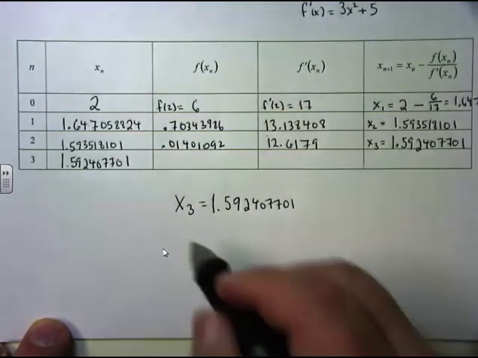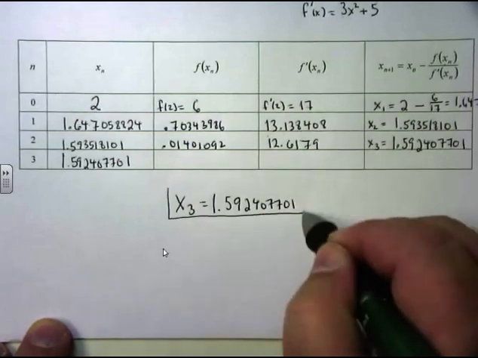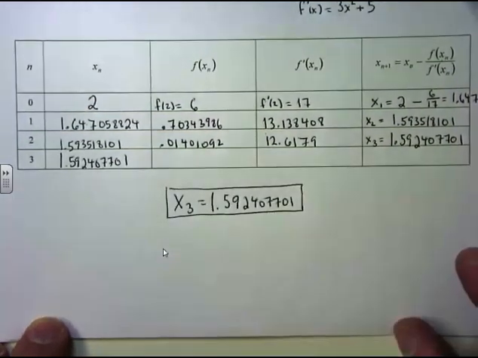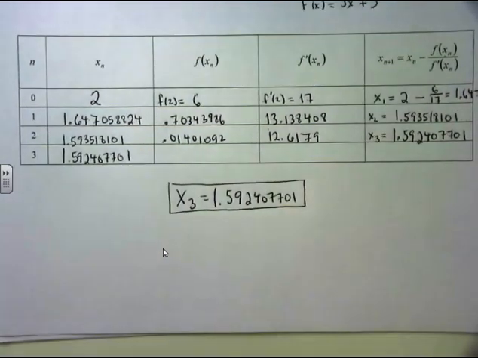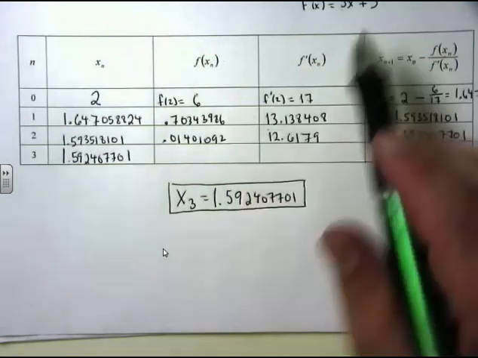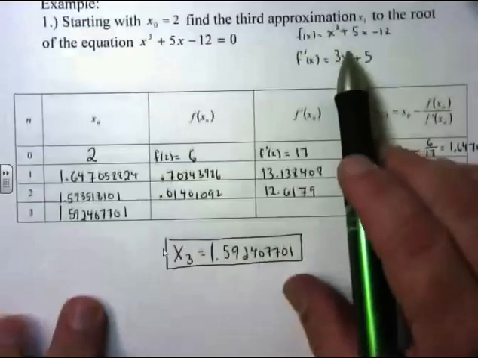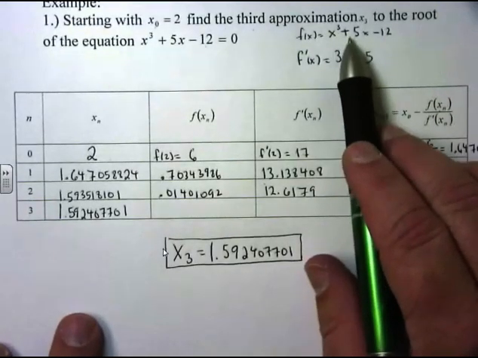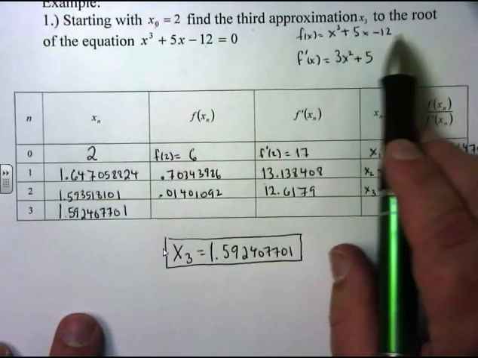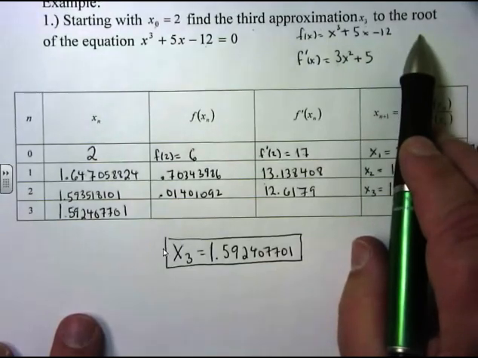1.5924077701. And that is my solution. Now, a couple of things you should note, and this is why I like the chart work, so you can see to make sure you're getting the right answer here. This is the idea. We're looking for the zero of this particular function here, f of x equals x cubed plus 5x minus 12, and we're trying to set it equal to 0 and find the solution for it.